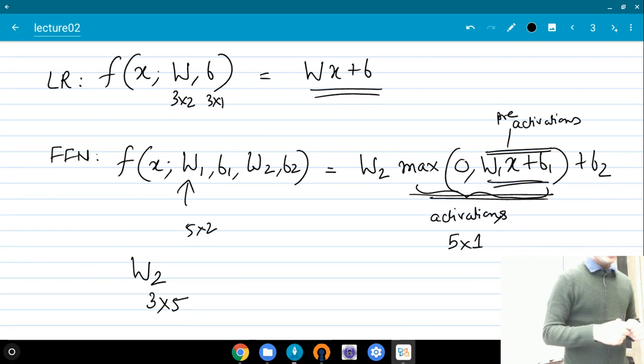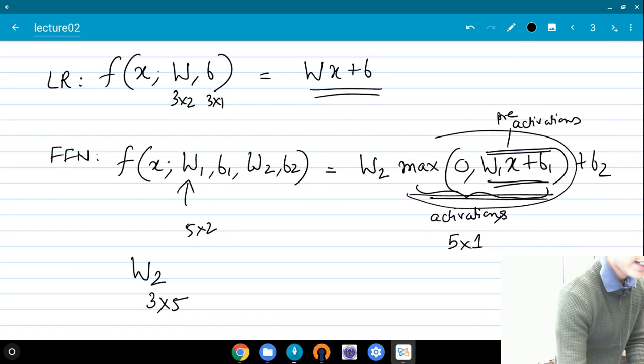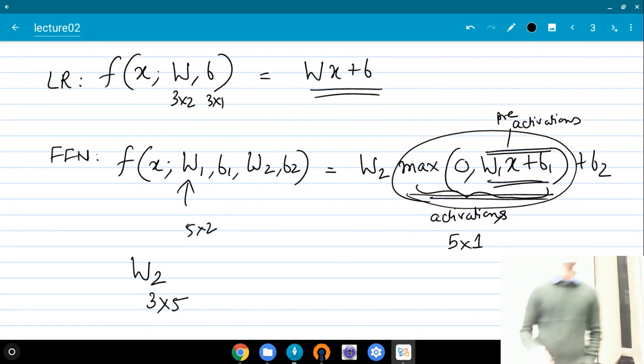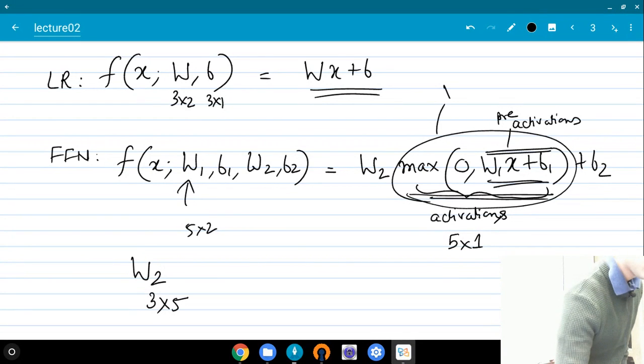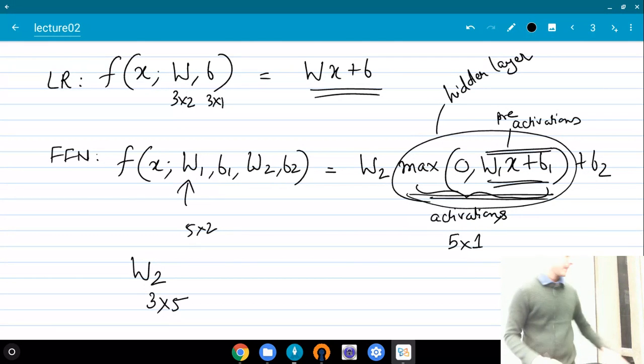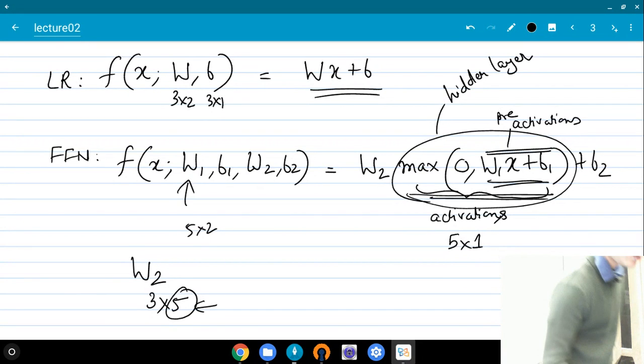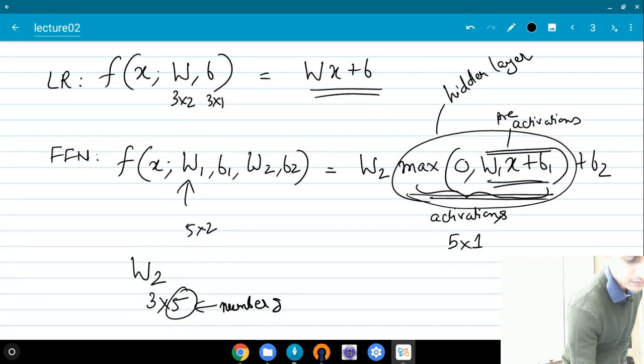So this intermediate thing is a computation of what's called the hidden layer. And this 5 that I was alluding to is just the number of hidden nodes. So that's the number of hidden nodes.